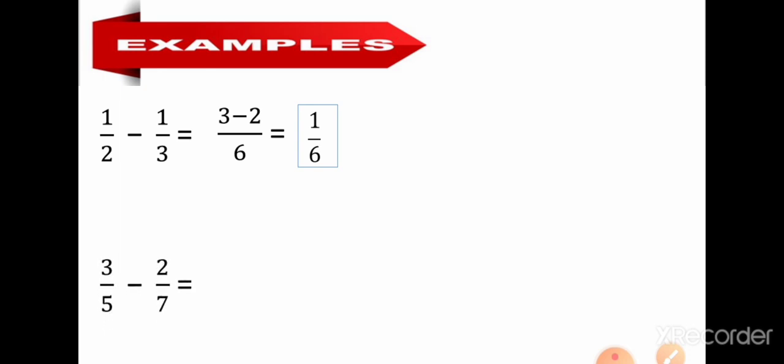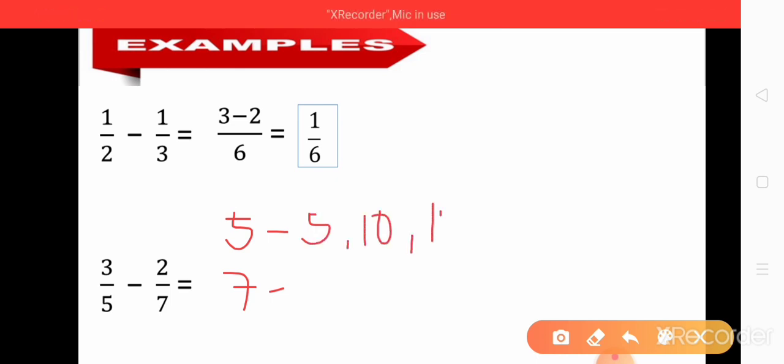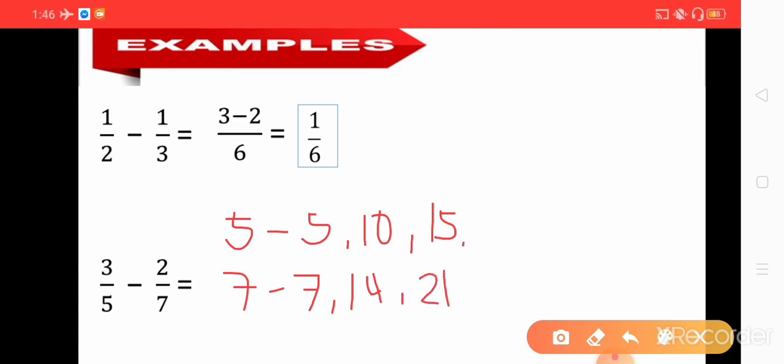Next, 3 over 5 minus 2 over 7. Kuhanin natin yung LCD. So 5 and 7. 5 times 1 will give you 5. 5 times 2 will give you 10. 5 times 3 will give you 15. Then sa 7, 7 times 1 will give you 7. 7 times 2 will give you 14. 7 times 3 will give you 21. Since wala pang magkapareho sa kanila, continue.